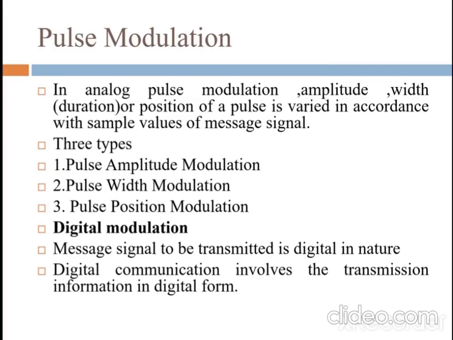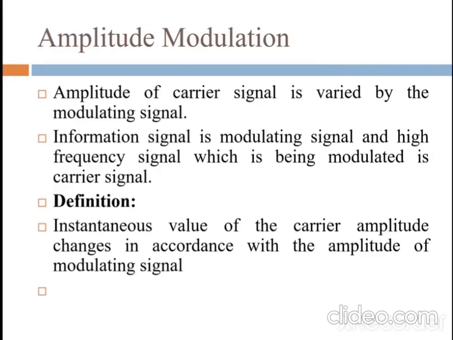Next is digital modulation. In digital modulation, the message signal to be transmitted is in digital nature, and digital communication involves the transmission of information in digital form. So these are the types of modulation. Now a detailed explanation of each modulation type. First, amplitude modulation. In amplitude modulation, the amplitude of the carrier signal is varied by the modulating signal. The information signal is the modulating signal.